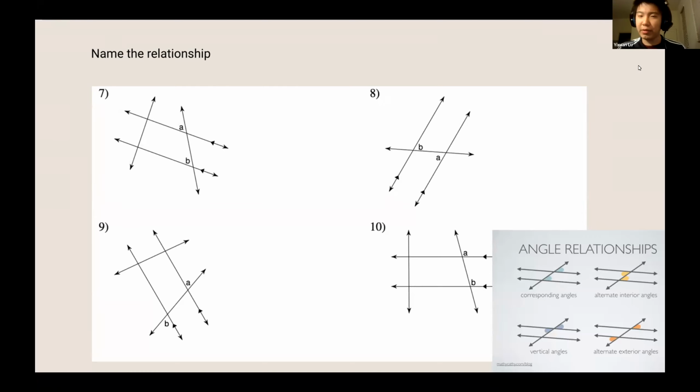Now, in 8, we see another angle relationship, called alternate interior angles. Basically, you have another set of parallel lines cut by a transversal line, forming two angles B and A. And notice how they're alternating on different sides of the transversal. This is how we know that they're both congruent. So B and A are alternate interior angles, and they are congruent.